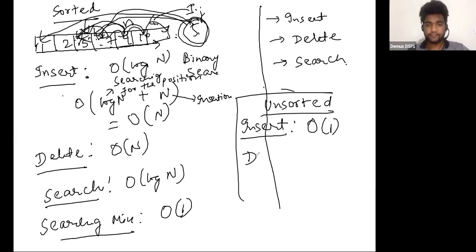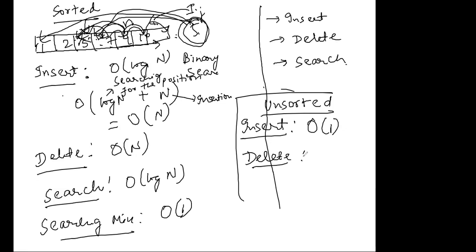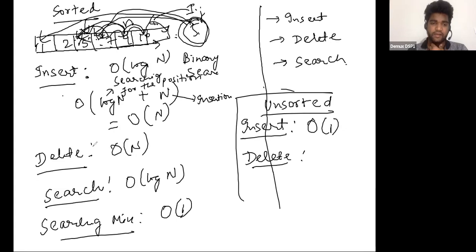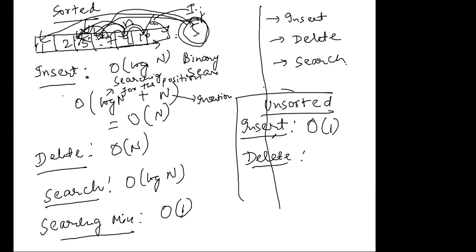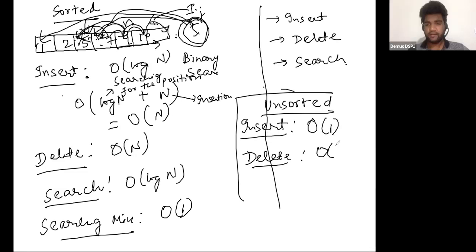What about delete? Deleting a specific element or the first element? Deleting a specific, any random element that is given to you. O of n. It will take O of n, right? Because you will have to search for that element. Searching itself will take O of n. And after you search it, you will have to shift elements. So you will take order n.